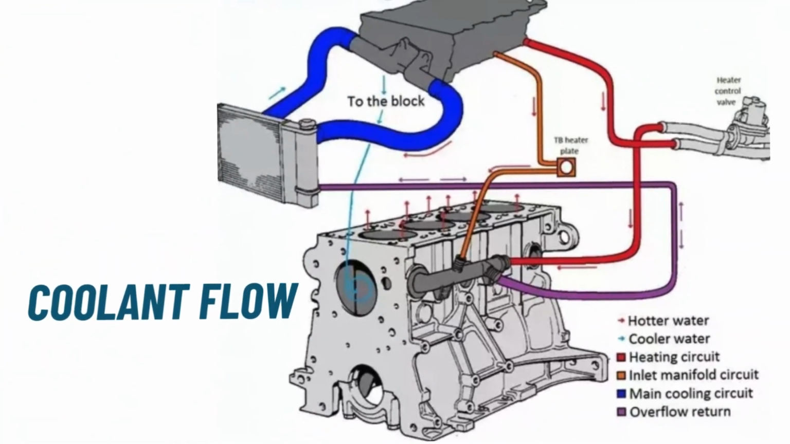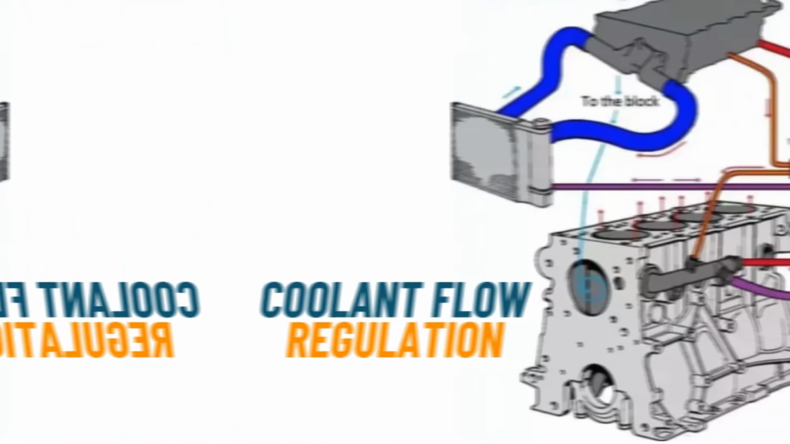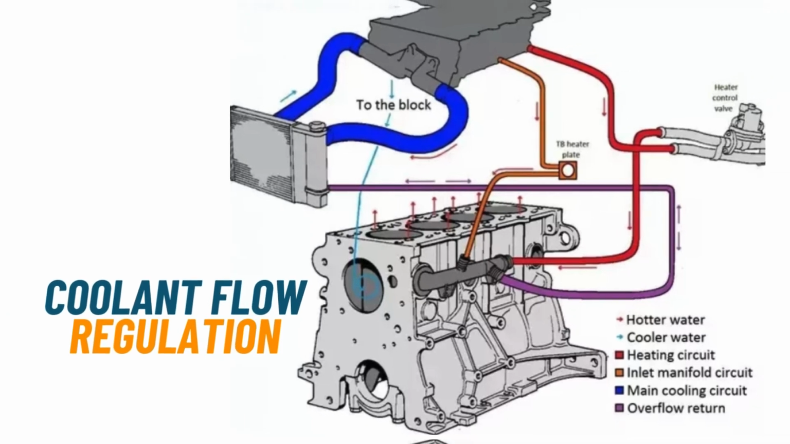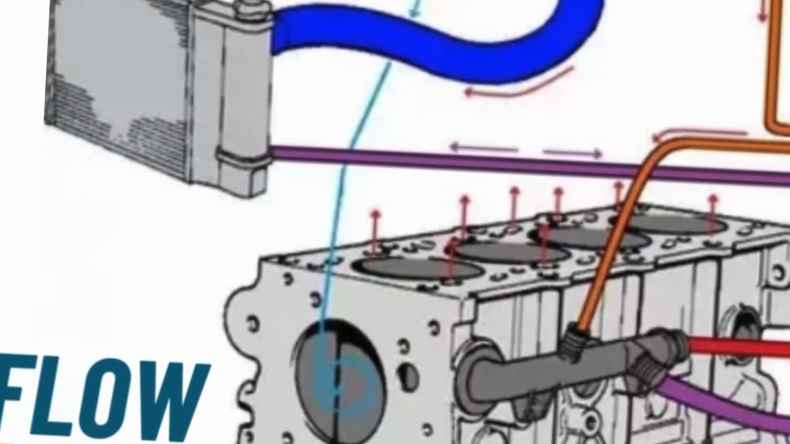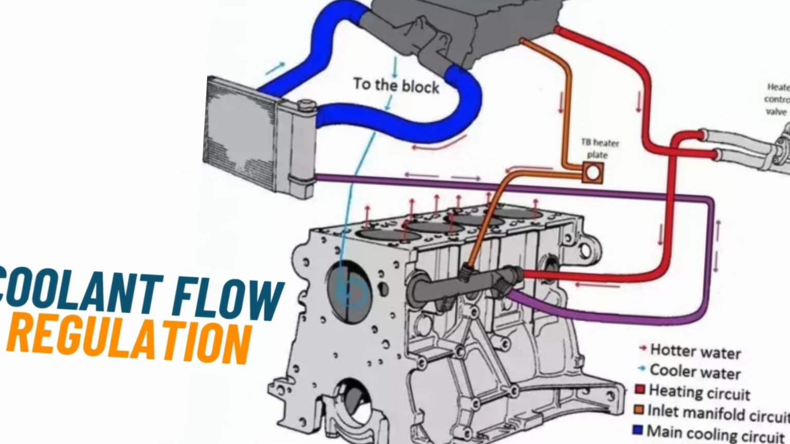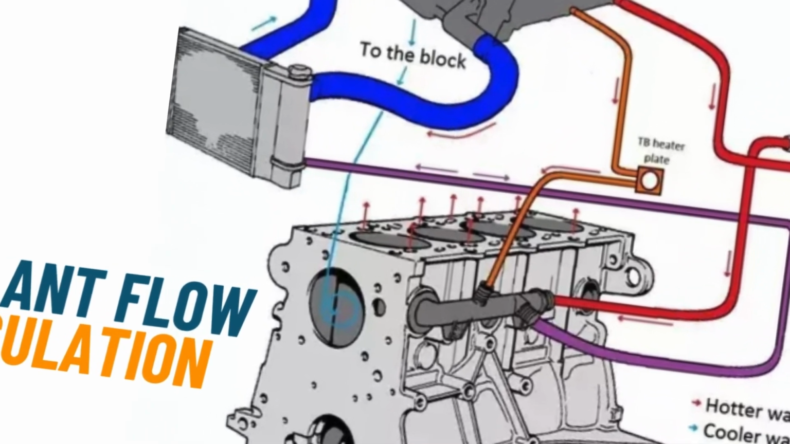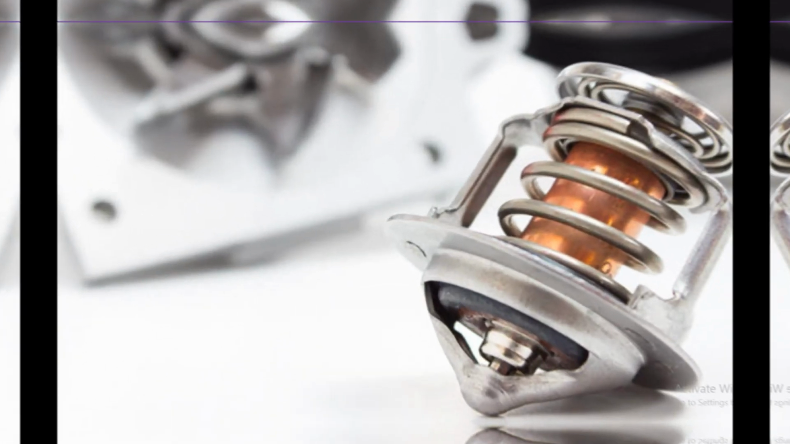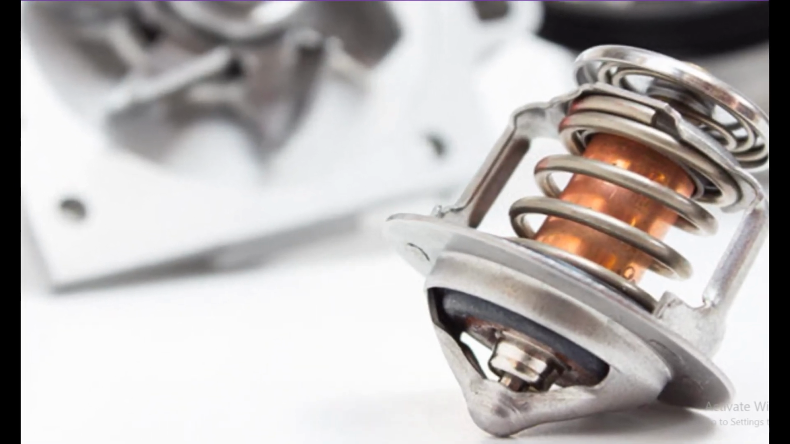Number 2. Coolant flow regulation. The thermostat regulates the coolant flow based on engine temperature. When the engine is cold, the thermostat remains closed, directing coolant circulation primarily within the engine to aid in warm-up. As the engine warms up, the thermostat gradually opens, allowing coolant to flow through the radiator for cooling.